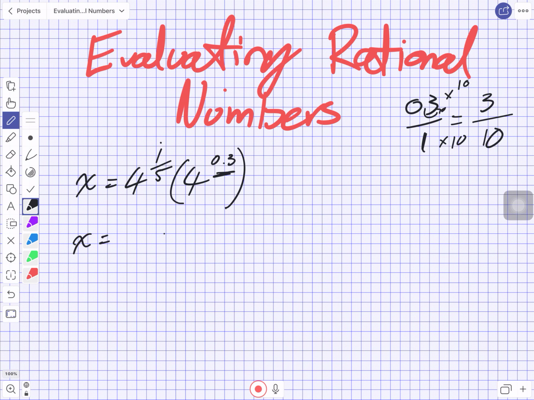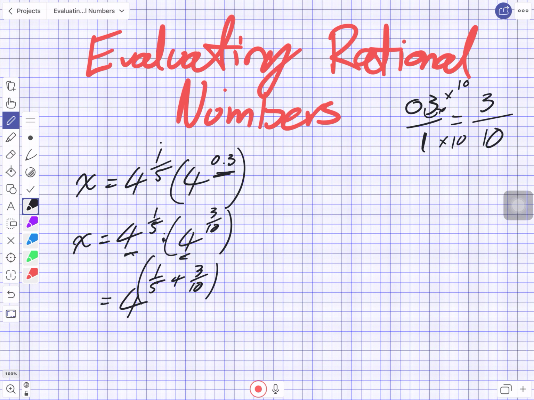So now we can rewrite this question: 4 to the 1/5 times 4 to the 3 over 10. Perfect. The bases are the same, so that means we can apply our exponent rules. Because it's multiplication, do you know what we would do with the exponents? Yeah, we'd add them together. So our base is the same, and then we have 1/5 plus 3 over 10.